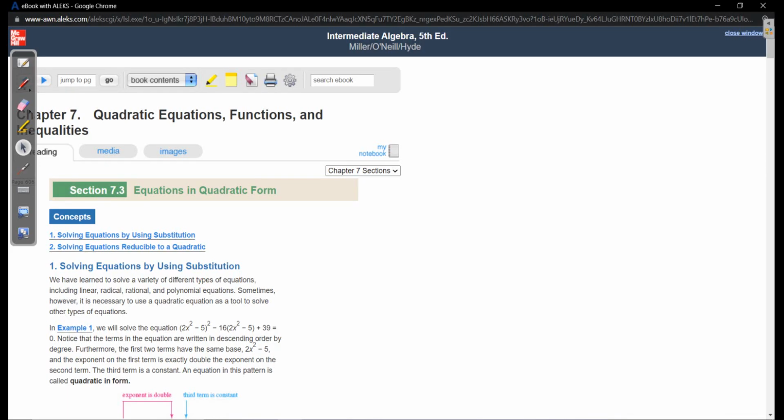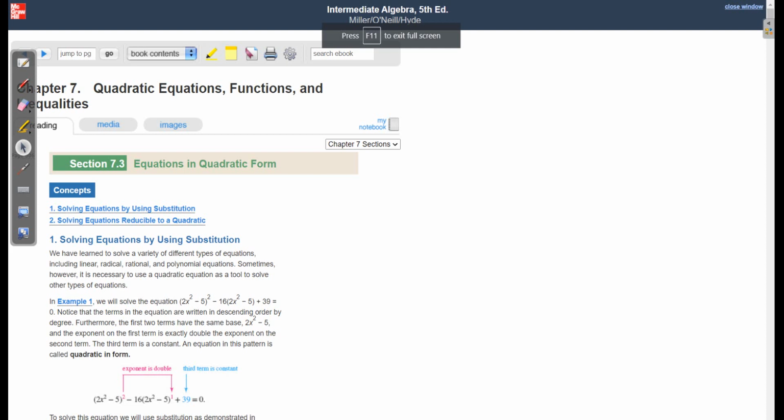Okay, so today we're talking about Chapter 7, Section 3, Quadratic Equations, Functions, and Inequalities. Wait, no. Equations in quadratic form. I read the wrong thing. So, equations in quadratic form.